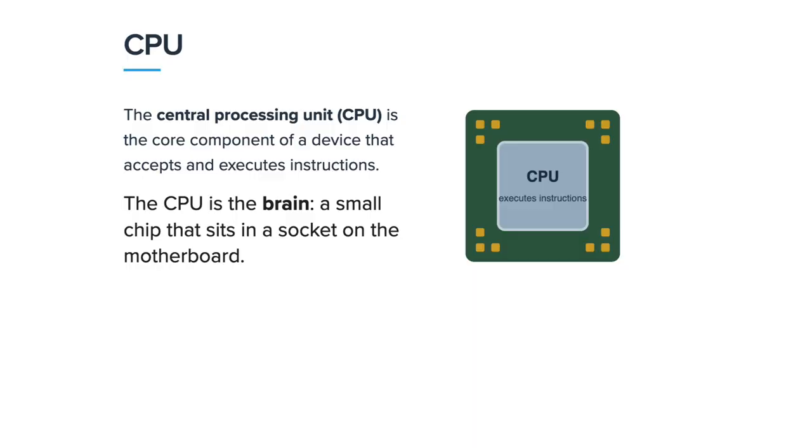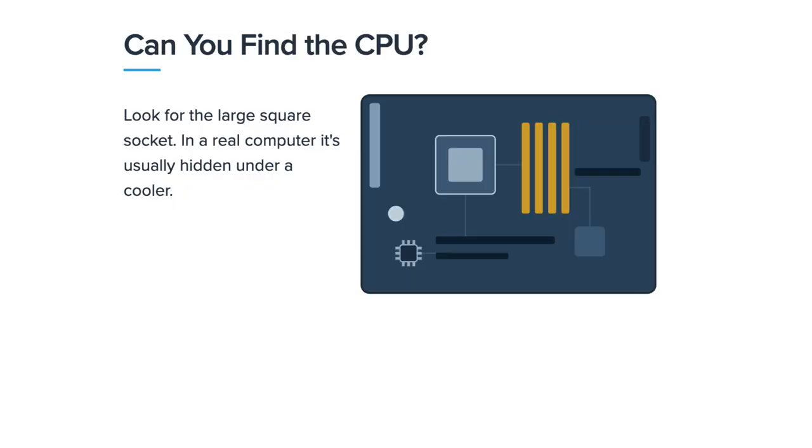Now for the star of the show, the central processing unit, the CPU. This is the core component of a device that accepts and executes instructions. If the motherboard is the body connecting everything, the CPU is the brain, a small chip that sits in a socket on the motherboard. Every app, every game, every keystroke breaks down into billions of tiny instructions, and the CPU runs them all.